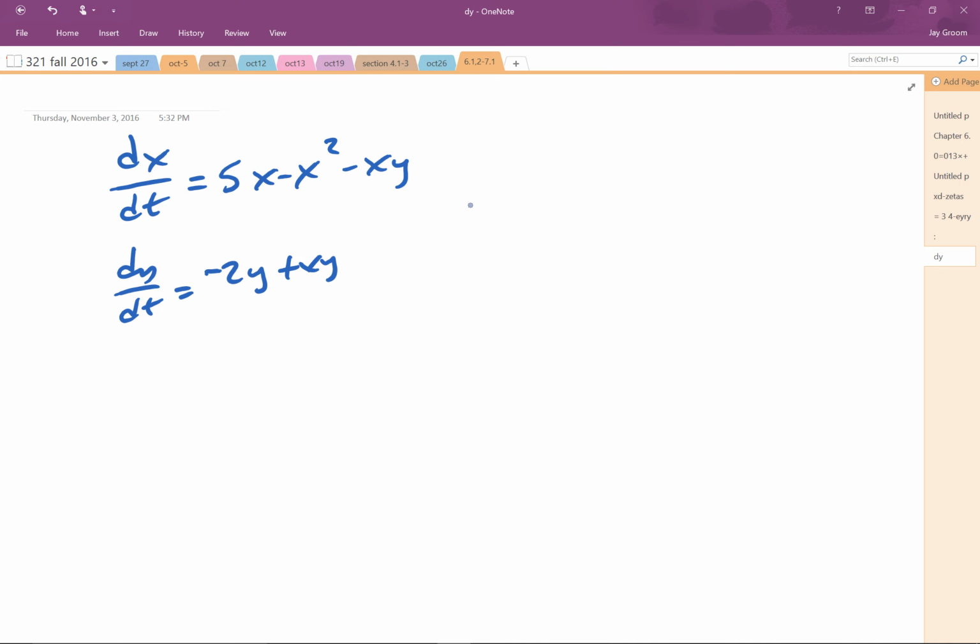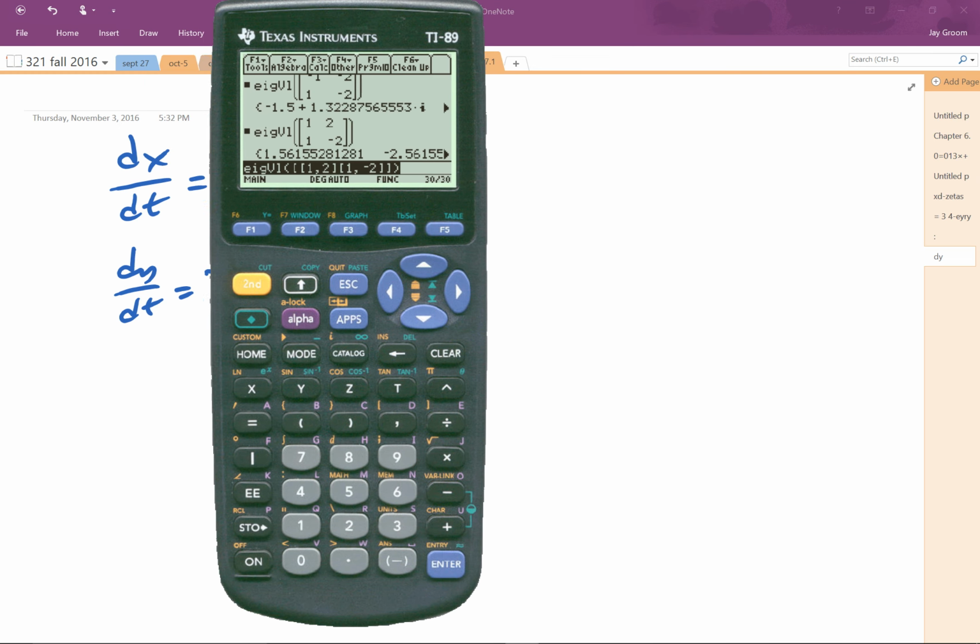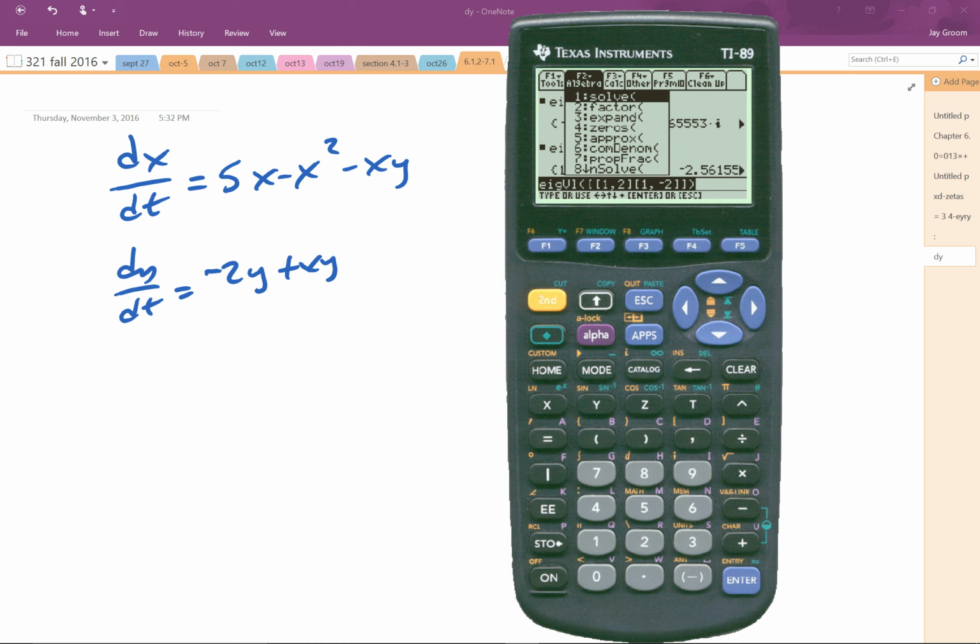Okay. So then again, the idea is set them equal to 0. Find out where they have solutions, or what our stability points are, what kind of stability it is. So 5x minus x squared minus x times y equals 0, and then -2y plus x times y equals 0, and we solve for the pairs x, y. Bam! So 5, 0.